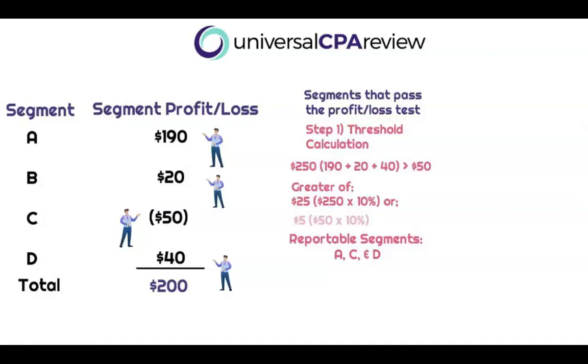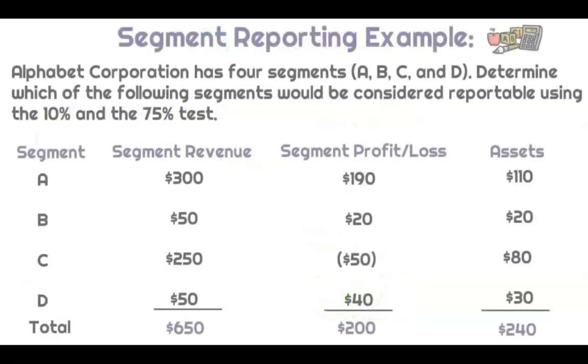This one's pretty straightforward. $25 is greater than $5. Therefore, $25 is going to be our 10% threshold. Now when we think about the reported segments, based on our $25 threshold, we need to ask ourselves which of these segments exceeds the $25 in the absolute value of profit or losses being reported. That's going to be segments A, C, and D, because $190, $50, and $40 all exceed $25. Segment B is not going to be reportable under the segment profit and loss test because $20 is less than the $25 threshold. So 2 down, 1 to go.